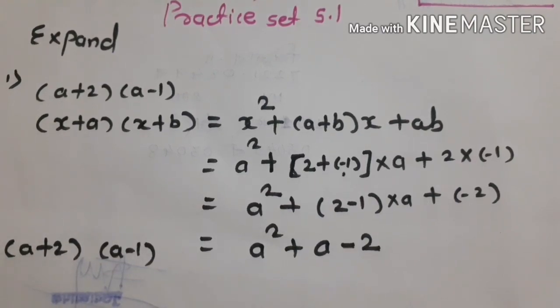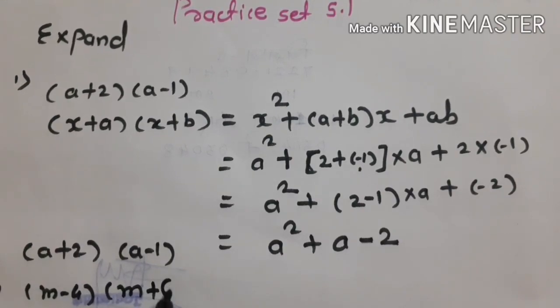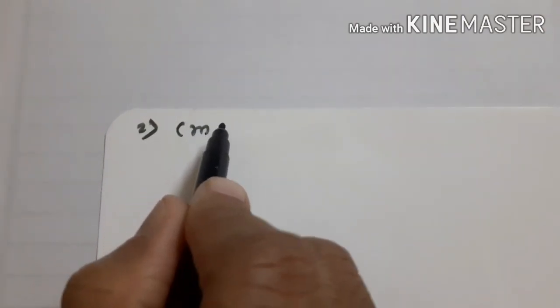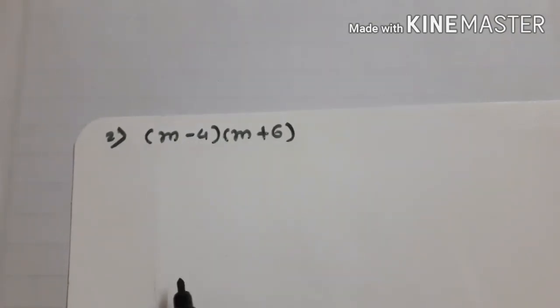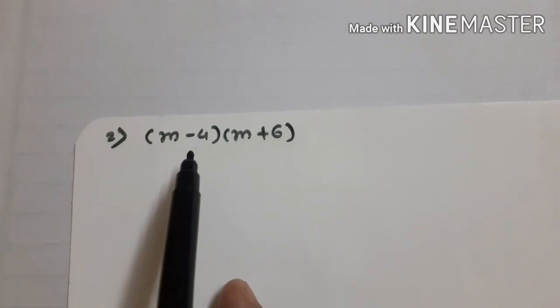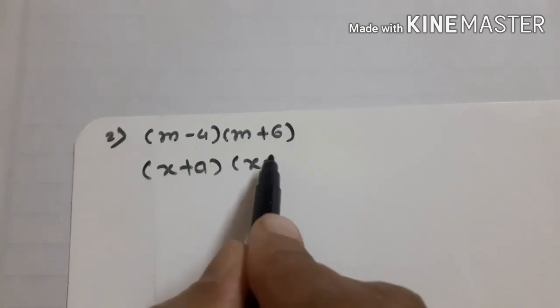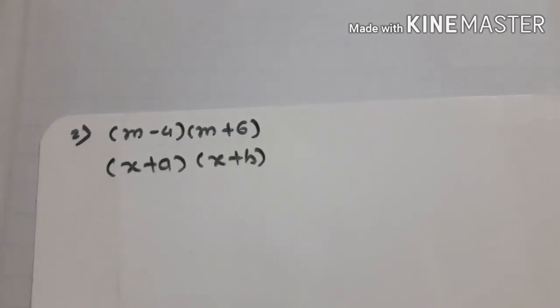Now, the second example we have been given. What is the second example? m minus 4 and m plus 6. Look carefully. First terms are the same, m, and second terms are different. This means this is the expansion of x plus a and x plus b. We write this expansion again and again so that automatically we learn this formula.